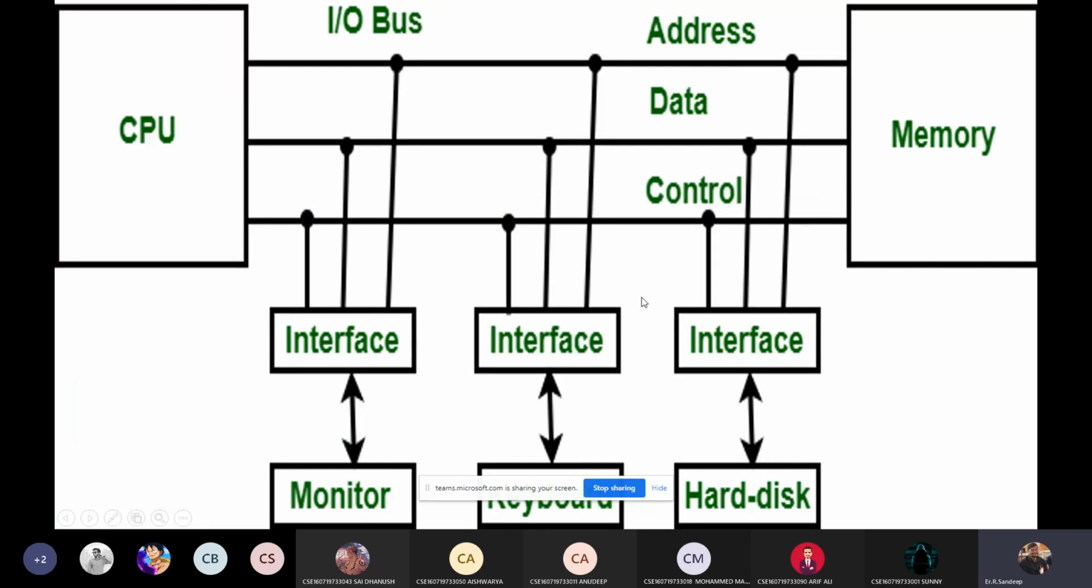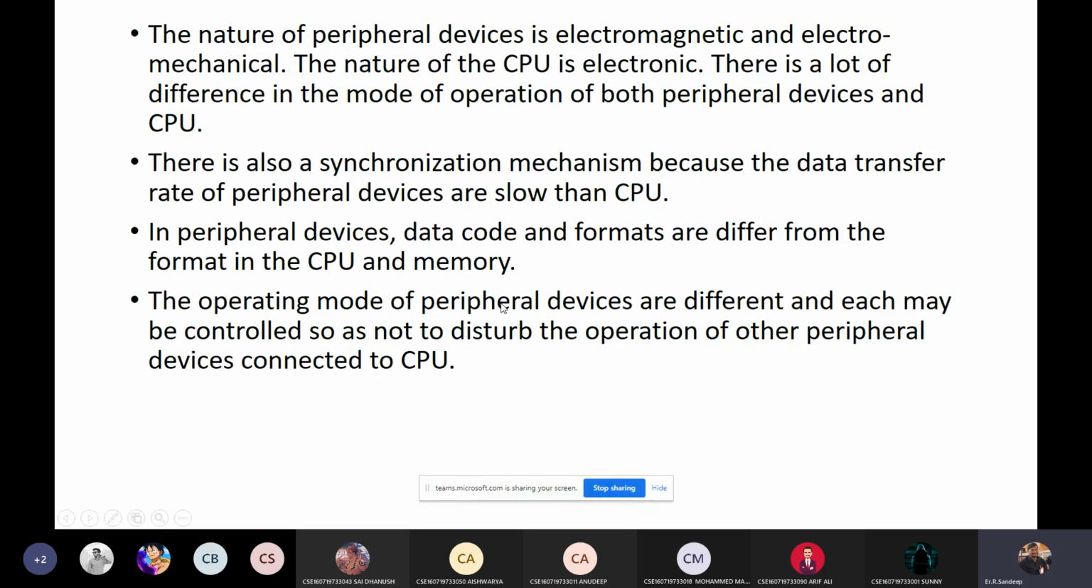So this is an IO bus and a very important topic, and you need to draw this diagram and explain the IO bus. There are three buses: address, data, control. First of all, you need to explain that, and next the CPU will take control over these three buses, and the CPU will get the memory information from the memory devices. And the monitor, keyboard and hard disk are connected to the CPU and the memory with the help of an interface. You need to explain each and everything in detail about the input output bus organization.